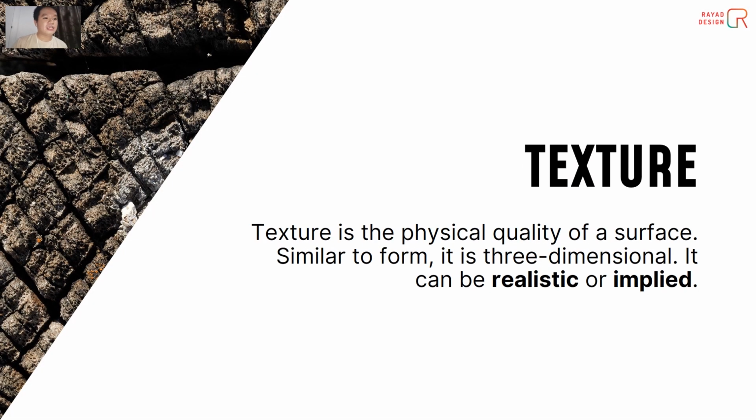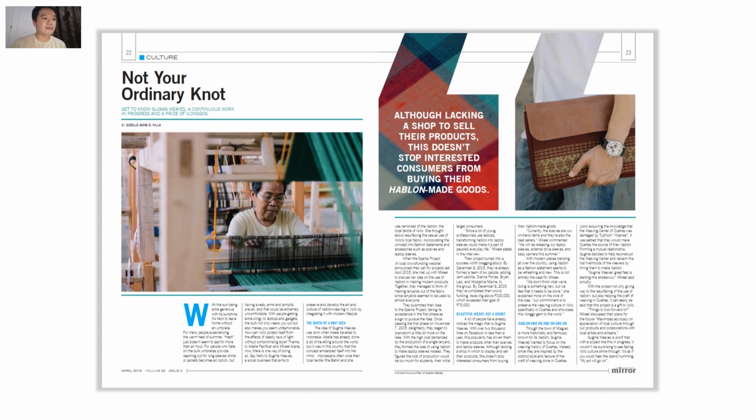Now, texture. Texture is the physical quality of a surface. Similar to form, it is 3-dimensional, and it can be realistic or implied. Just like in this magazine spread, texture really plays a good accent. Any type of photograph would accent the texture. It gives life to your magazine spread, because it adds texture, and it adds imagination of what your article is talking about.